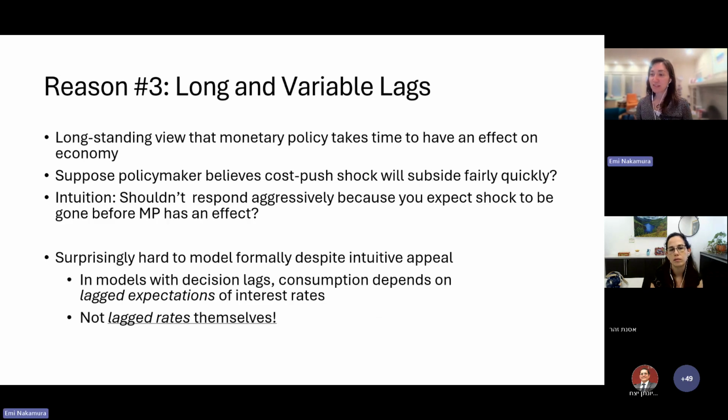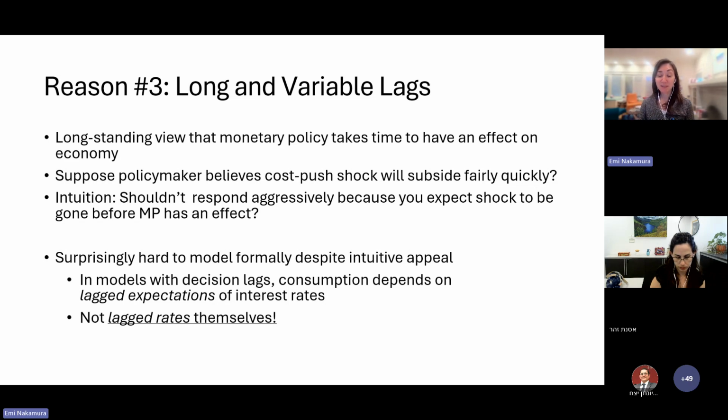Okay, a third reason that you might see deviations from the Taylor rule is a very long-standing idea in the monetary economics literature, which is long and variable lags. So suppose that the central bank expects the shock, like say an oil shock or some other kind of cost push shock, to subside very quickly. But it also believes, and this is of course the standard view in monetary economics, that monetary policy will take some time to have an effect on the economy.